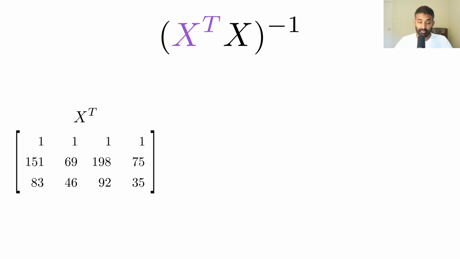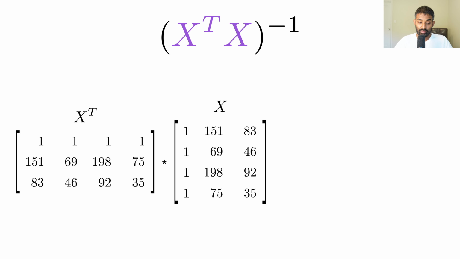X transpose is the x matrix turned to the right. So you can see in the x matrix, the leftmost column represents our y-intercept. The middle column represents our number of athletes, and the rightmost column represents the number of events those athletes competed in. In the x transpose matrix, those are turned to be the rows.